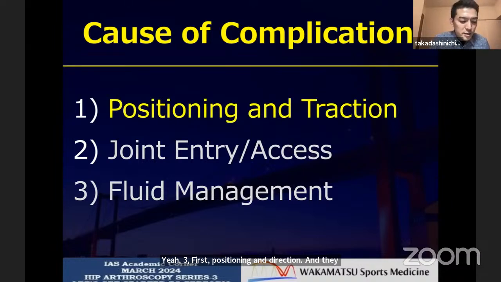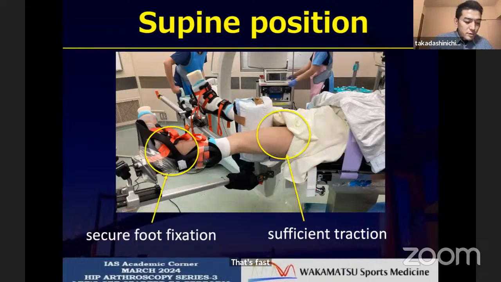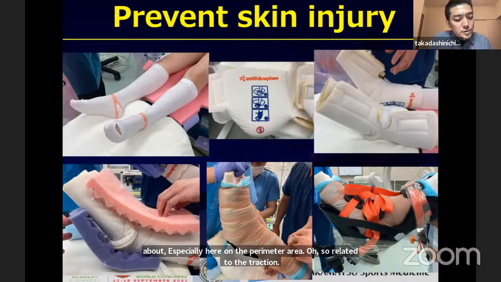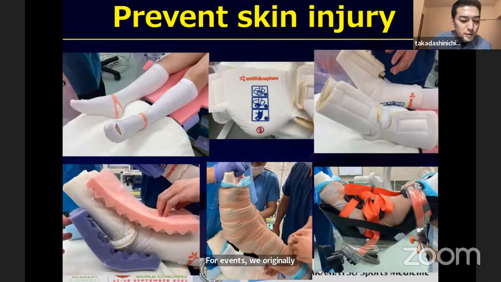At first, complications regarding positioning and traction. We usually perform hip arthroscopy in the supine position. To get good visualization during surgery, secure foot fixation to the boots and sufficient traction of the hip joint are necessary during preoperative preparation. However, overcompression and overtraction can cause skin injury and also nerve injury, especially in the perineal area, also related to the traction. To prevent skin injury, we routinely use a foot pad and additionally put a cushion pad under the heel and the dorsal side of the ankle. Then the foot is fixed in the boots.